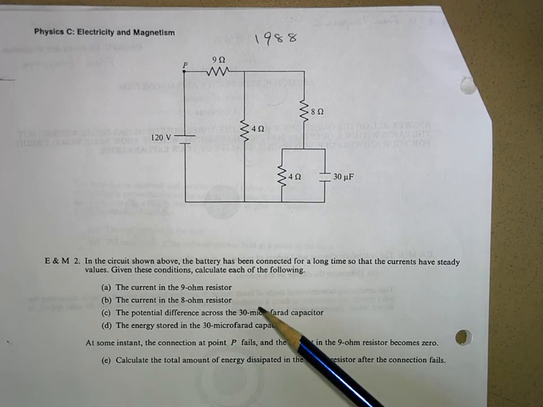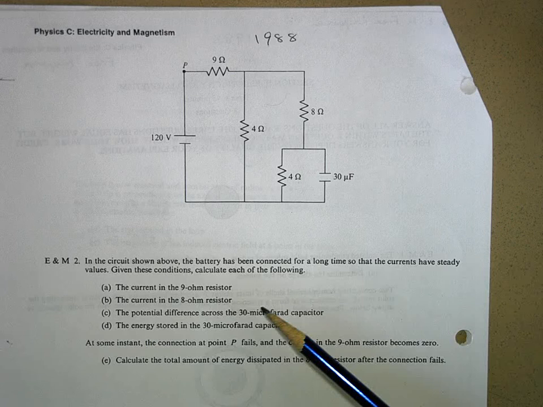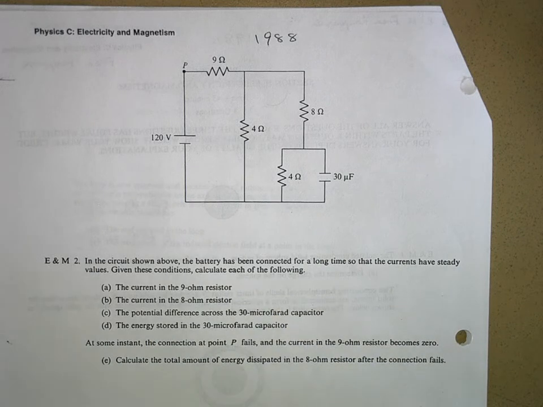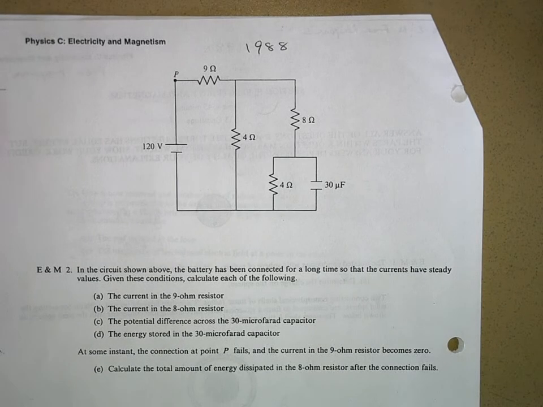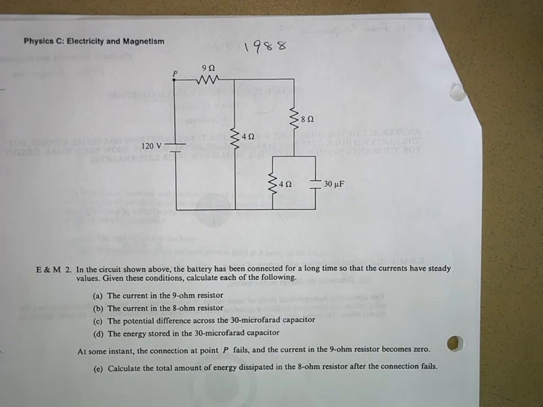We want to know the current in the 9 ohm resistor. And actually, we'll just go through it one at a time. So we want to know the current in the 9 ohm resistor. Now, when they say the current has been on for a long time, what's the significance of a long time? Okay, everything's maxed out.